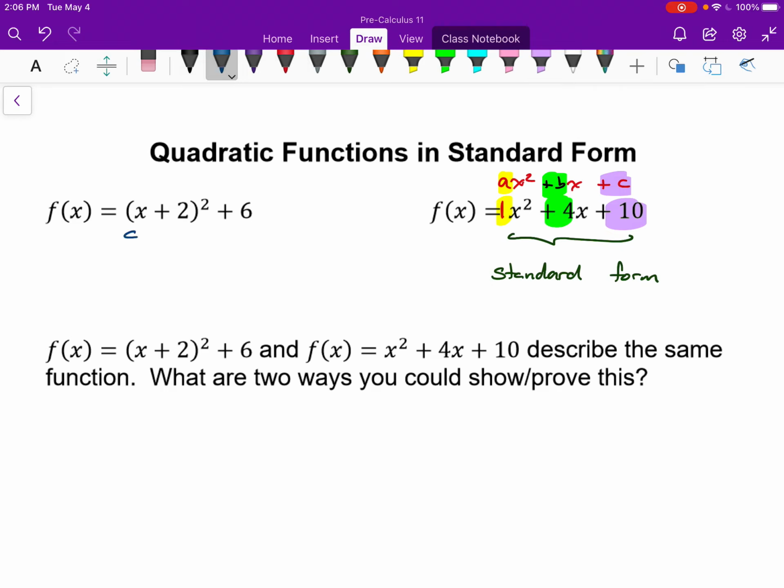Whereas what we see right here is in vertex form. That's what we've seen in the last few lessons. I can see the vertex. The vertex is at negative 2, 6. Hence, it's called vertex form. Well, these two equations are the same. The equations are different, but the function they represent is the same. And so how can I prove that?